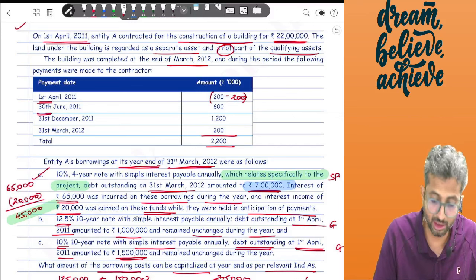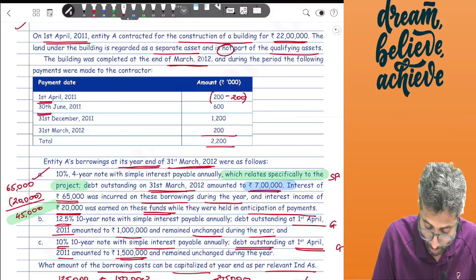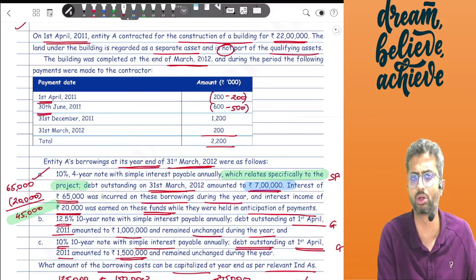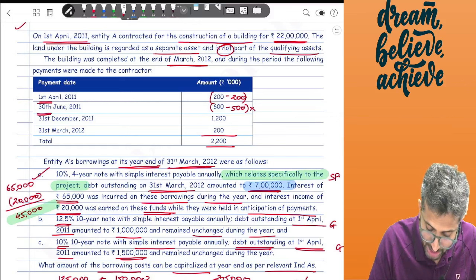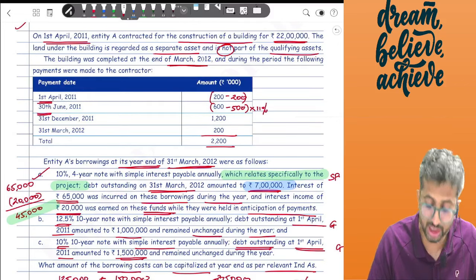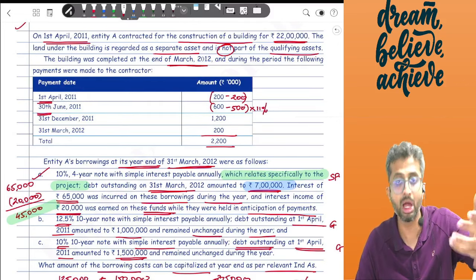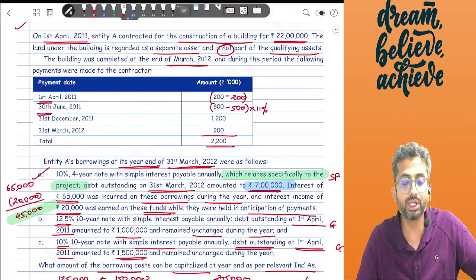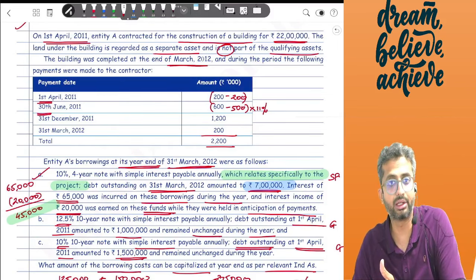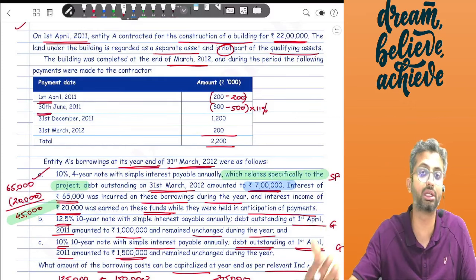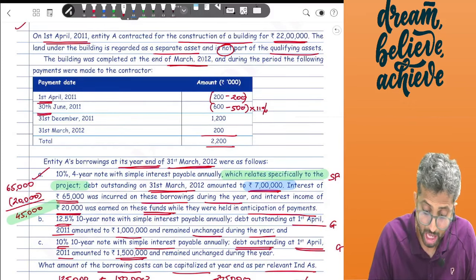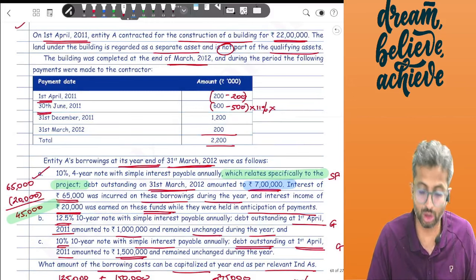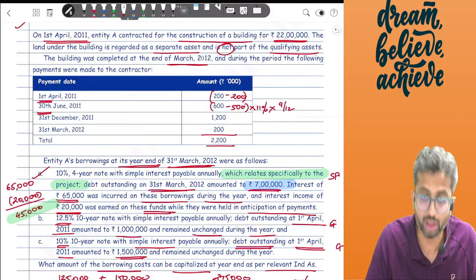Next on 30th June, I make the next payment of 6 lakhs, out of which 500, that is 5 lakhs, would be used out of the specific borrowing, which means the remaining 100 will be used out of the general borrowings. That 100 is carrying a cost of 11% per annum, but I have not used this borrowing for the entire year. I have used it from 30th June. Before that, it must have been deployed somewhere. We don't care. It's a general borrowing. But beyond this, it is attributable to the qualifying asset and hence into 9 by 12.